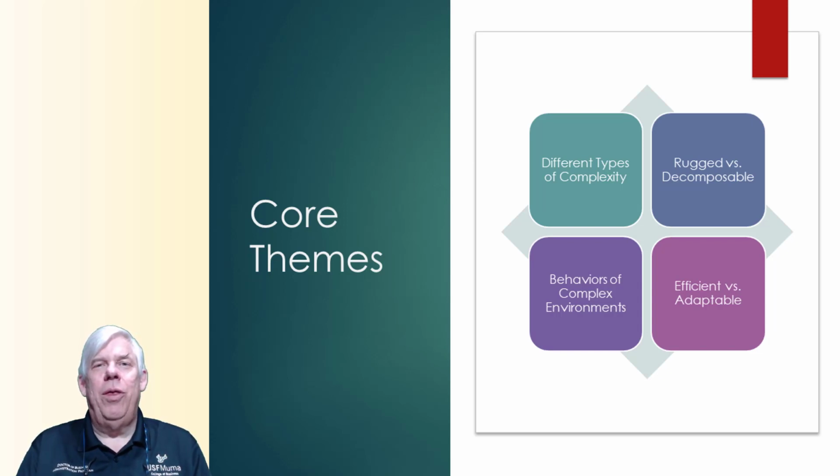First, we're going to focus on 3 distinct types of complexity, each of which behave in different ways. Then we're going to zoom in on the concept of rugged landscapes, which relates to the 3rd type of complexity, and how that impacts the behavior of environments. And we'll introduce the notion of a complex environment. Finally, we'll look at the challenging trade-off between being efficient and being adaptable, which is very, very important when we're dealing with complexity.